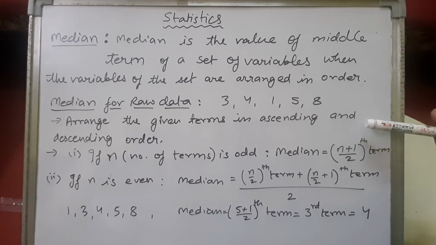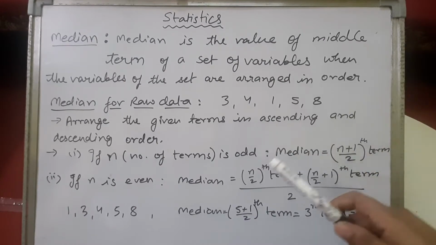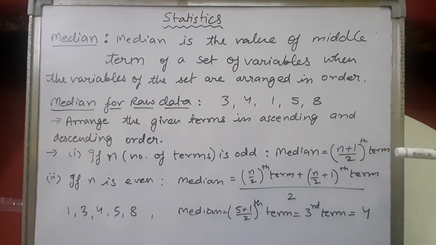And if the number of terms, n, is odd, then the formula for finding the median that we are going to apply will be the (n plus 1) upon 2th term. Okay, and suppose the number of terms n is even, then the median will be the n by 2th term plus the (n by 2 plus 1)th term, whole upon 2. So these are the two formulas that we are going to use for finding the median for the raw data.